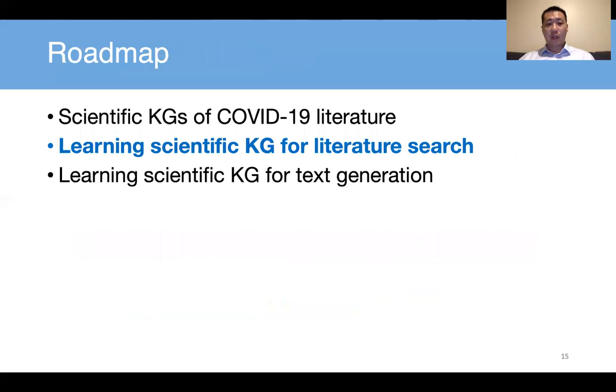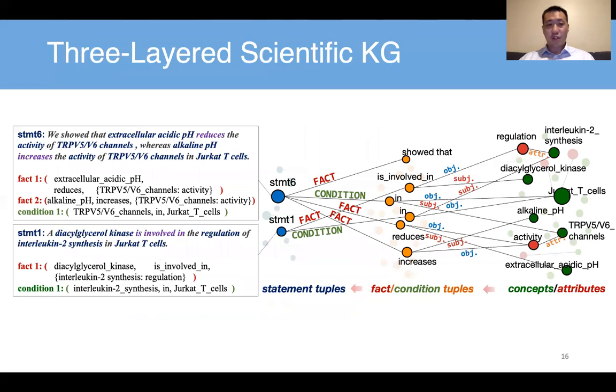So, okay, then we come to the second part. That is, if we have a scientific knowledge graph, how can we use that for literature search? We have introduced a three-layer scientific graph in the second part of the tutorial. The first layer will be the concepts and their attributes, and the second layer are the relations between them. And the topmost layer can give you the source statements, the sentences, as well as the articles, so you can trace back to the extraction source.